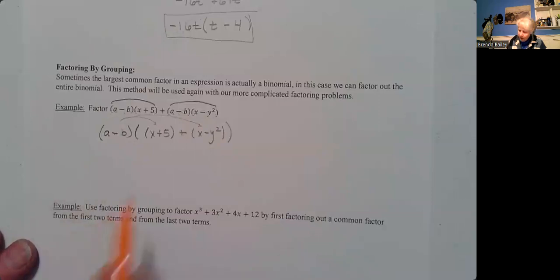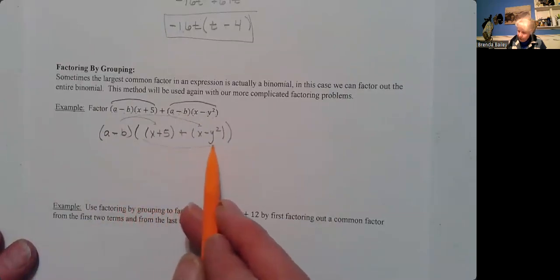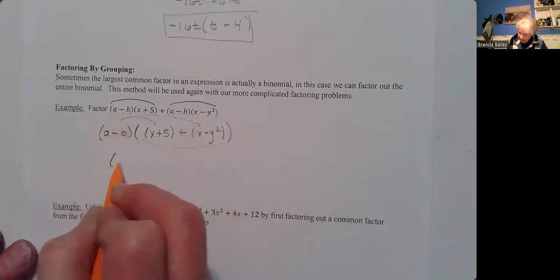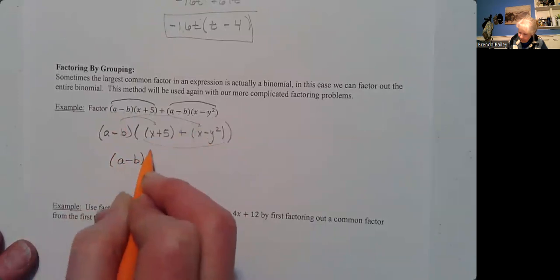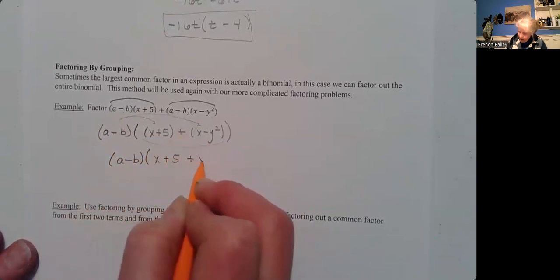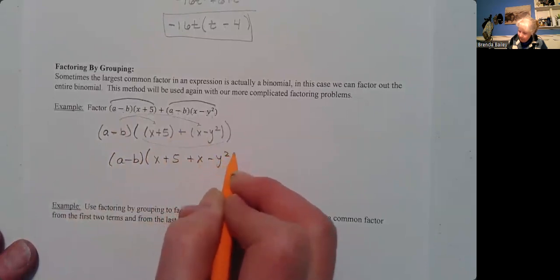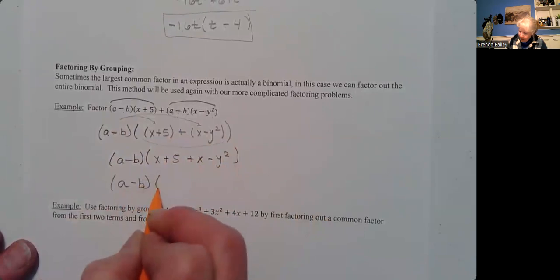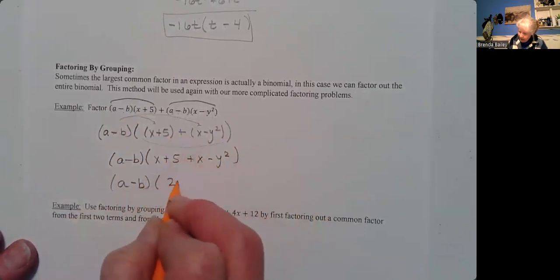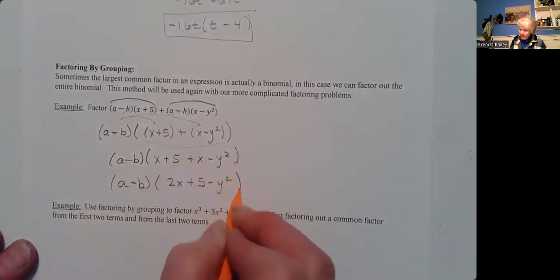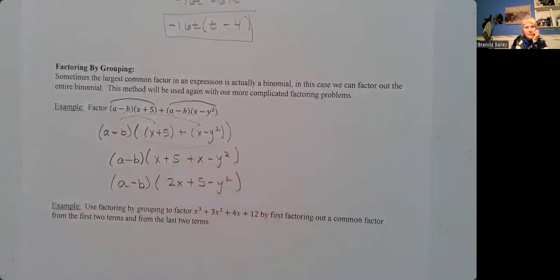Now, Pearson may want you to clean this up in here. You've got a parenthesis separated by a plus sign. So you've got x plus 5 plus x minus y squared. So a minus b, you can have 2x plus 5 minus y squared. I don't think the order is going to matter. But that's factor by grouping.